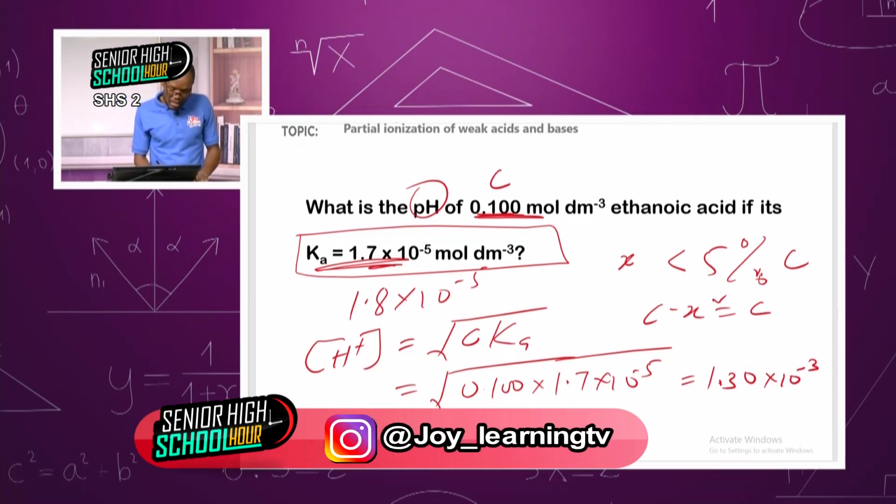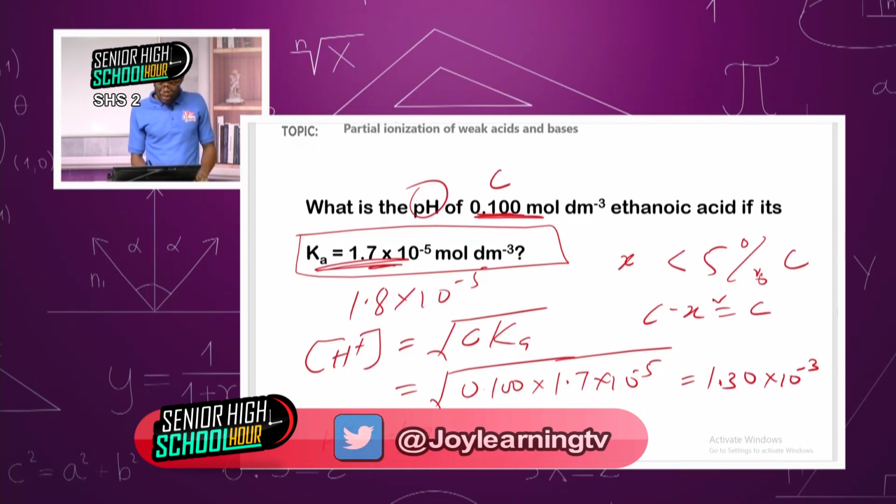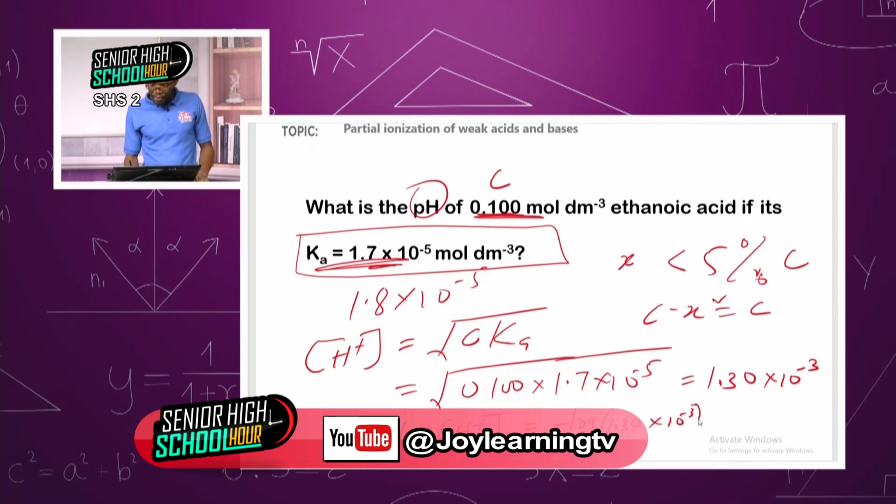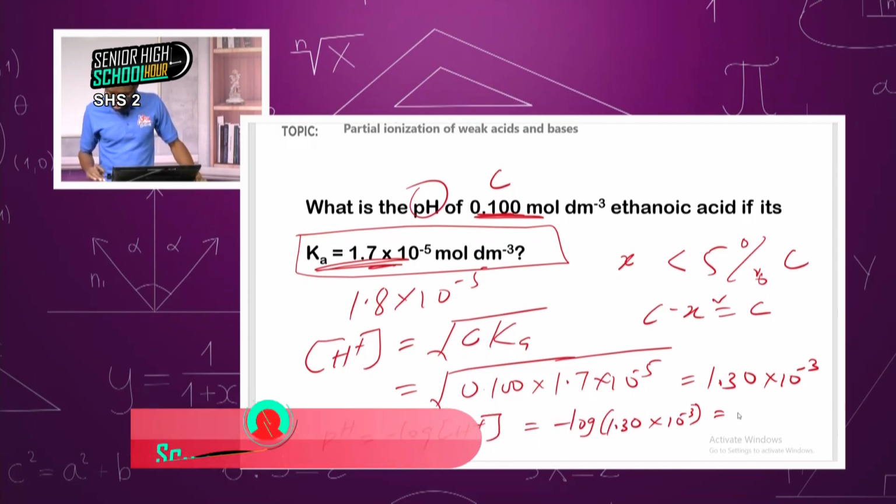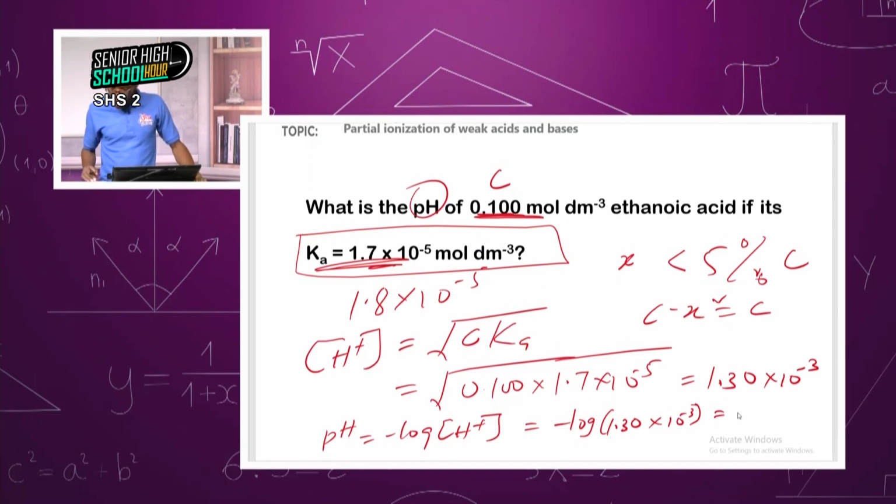So I can have my pH equal to negative log of the concentration of H plus. That gives me negative log of 1.30 times 10 power negative 3. That will give me 2.88 as the pH of this given solution. So if you work and you have 2.9, no problem. Take note of that.